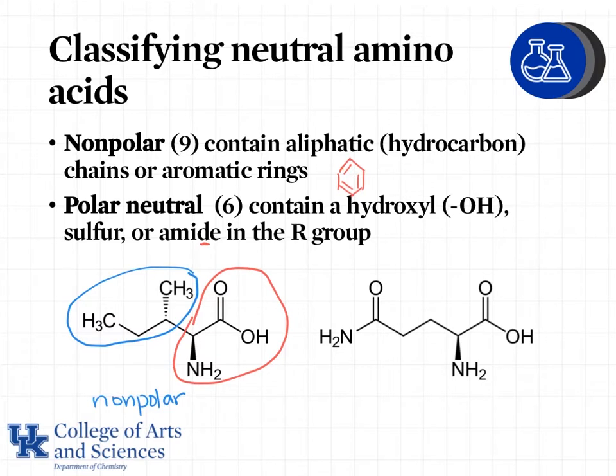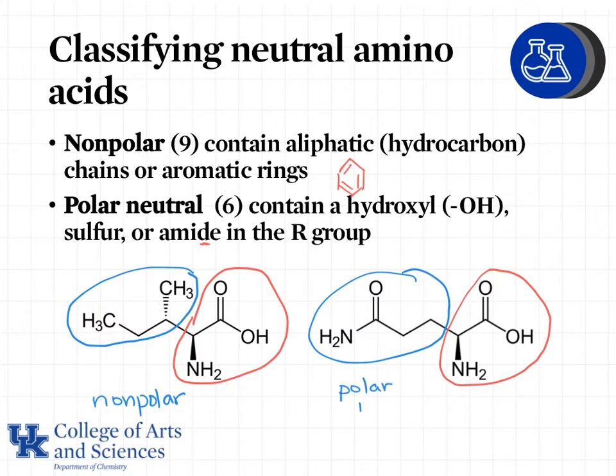When I look at the one on the right, again, I'm going to mark my backbone, and then I'm going to mark my side chain. And I see that in my side chain, I have an amide group because I have a C double bond O attached to the NH2, and that's going to give me a polar neutral. Notice that I only look at the side chains when I'm classifying my amino acids. The backbone on every single amino acid is the same, so I can't use that as a way to classify them into categories.